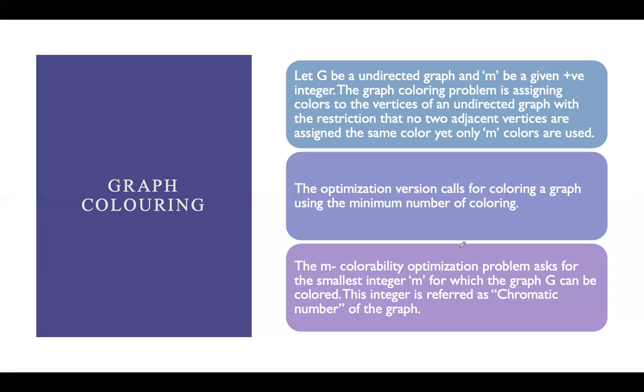The m colorability optimization problem asks for the smallest integer m for which the graph G can be colored. This integer is referred to as the chromatic number. That m, the minimum number of colors, is also called the chromatic number.